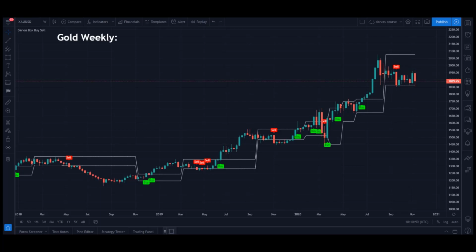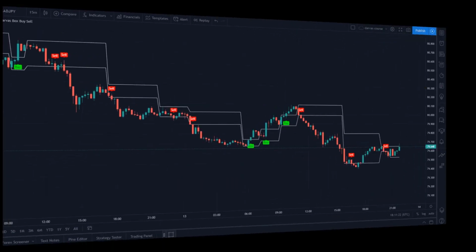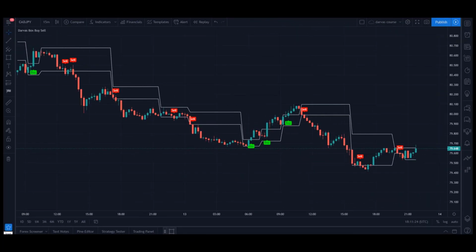Let's take a look at another example in a faster time frame. Now here we have CAD JPY, a currency pair. It's a 15-minute chart with the Darvas Box settings. Now I know on top of this that the actual period we're looking at, it was bearish, so in this instance I'd only be looking to take the sell signals, but you can see it clearly gives you opportunities in all sorts of time frames.